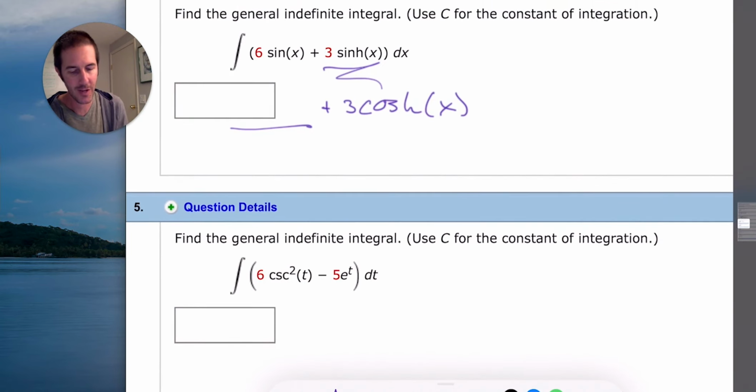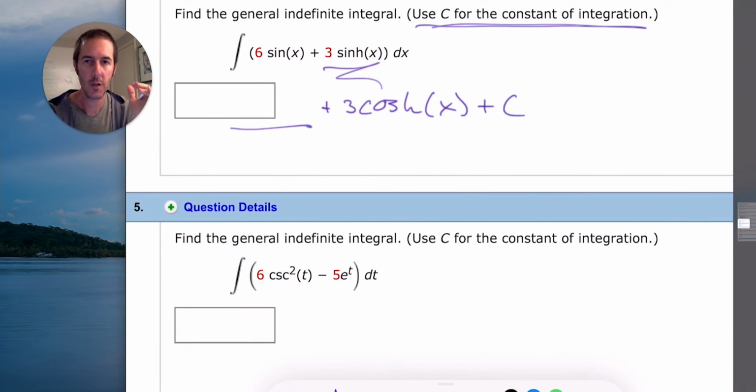These instructions are nice, man. This is reminding you, or at least they're trying to remind you, that you need to have that plus c at the end. This is an indefinite integral. This solution is actually a family of solutions because of this unknown c value.